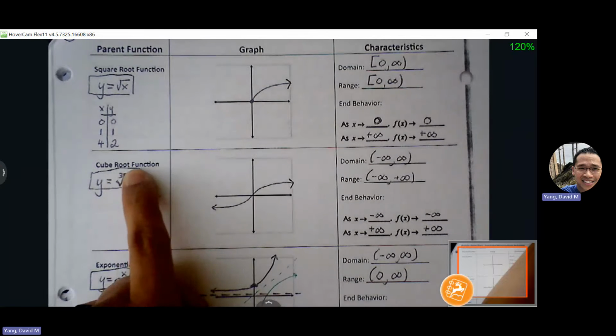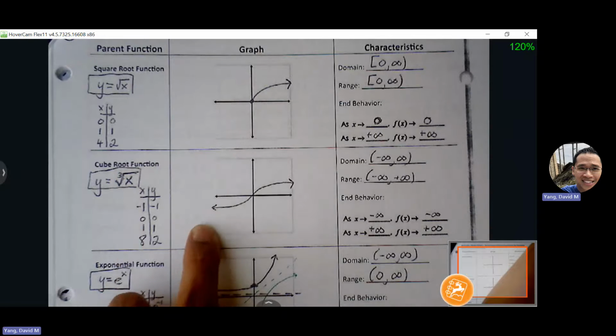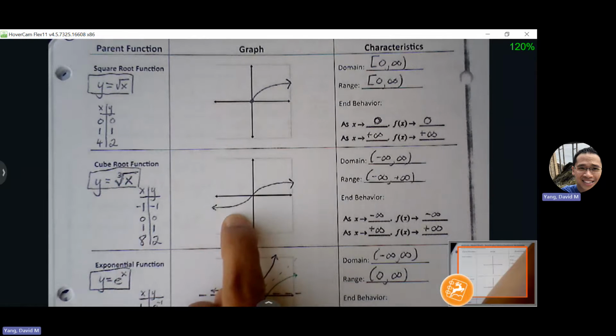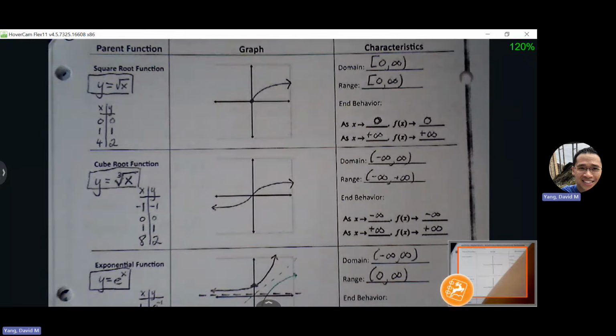Cube root functions. Think of cube root functions as the inverse of a cubic function. So if I were to take a cubic function, and if I were to fold the graph over the diagonal line y equals x, it's going to end up looking like a cube root function. We're not going to see too much of cube root functions, but it's just good to see some connections between a function and its inverse.